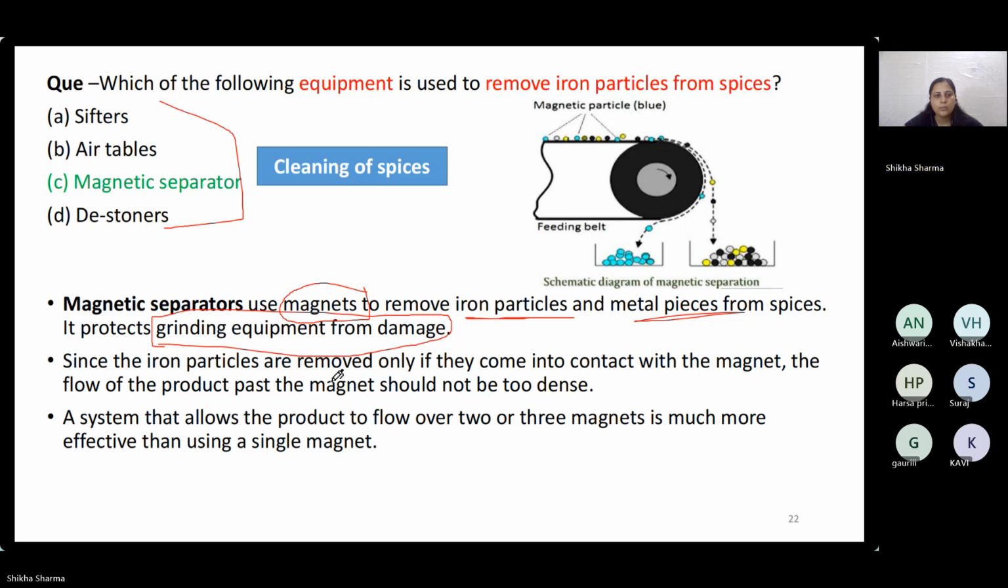What happens here is, on the conveyor belt, blue is the magnetic particle. The magnetic particle will come, and this is the magnet here. The iron particle stays with the magnet for a longer time, so it will fall here, and the product is non-magnetic, so it will fall a little earlier.